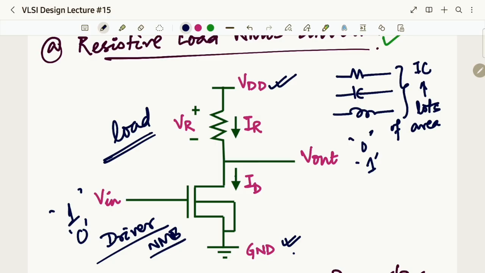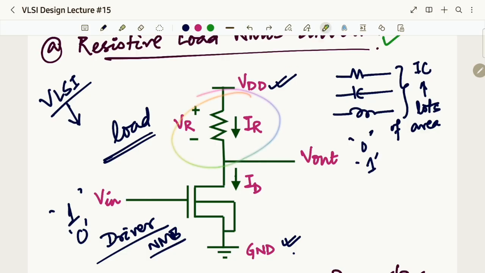It is taking up lots of area. And what is the first and foremost thing of VLSI? That we need to scale down our design. We need to scale it down so that we can fit in more and more number of designs within the given area.